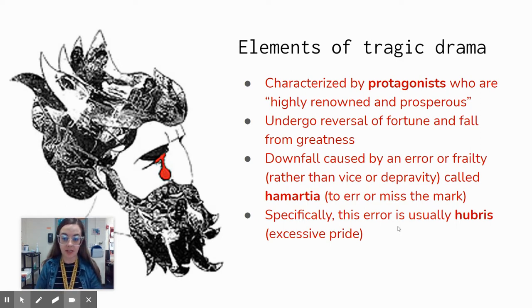So it's characterized by protagonists who are typically highly renowned and prosperous, meaning kings and royalty. They undergo a reversal of fortune, some sort of fall from greatness caused by their hamartia, and like you learned from the Ed puzzle, it's just to miss the mark. Like you're trying, but it doesn't go how you want it to go. This error is typically hubris or excessive pride.